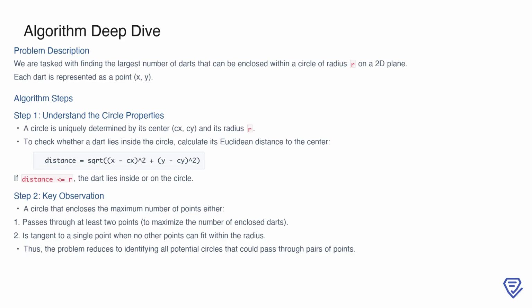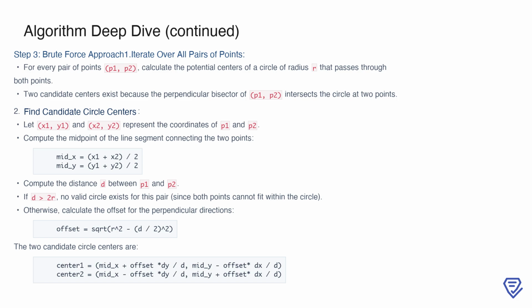A key observation here is that a circle enclosing the maximum number of points will either pass through at least 2 points or be tangent to a single point if no other points fit within its radius. This means the solution revolves around identifying potential circles that pass through pairs of points on the plane. To implement this, we start with a brute force approach.